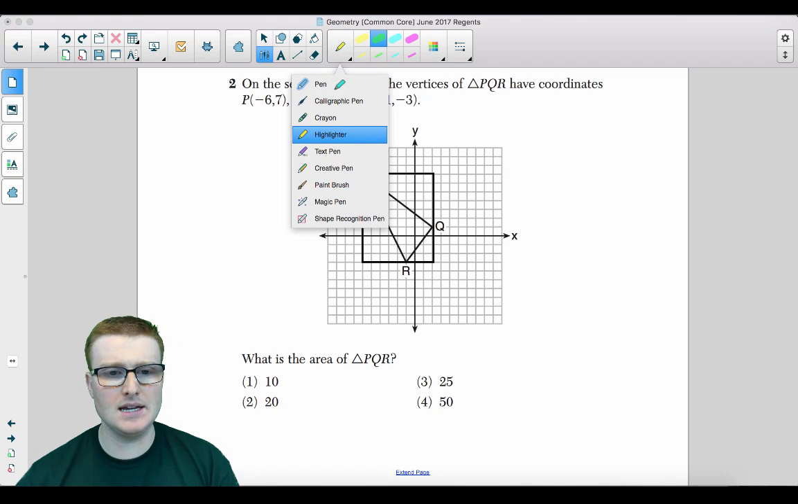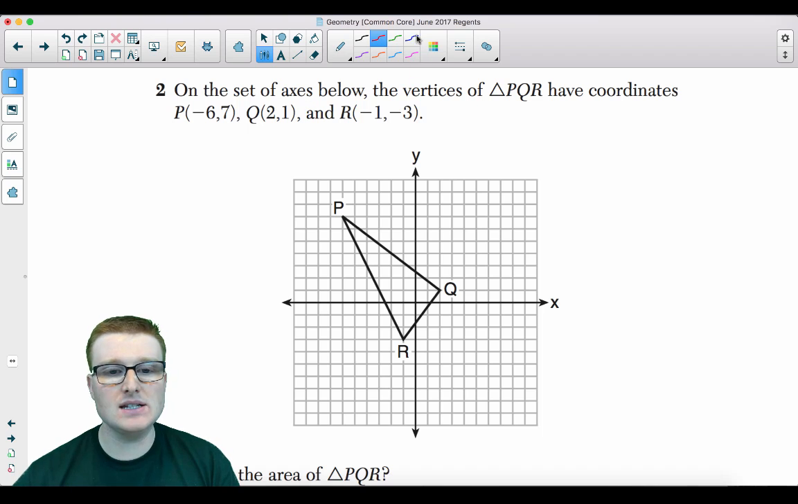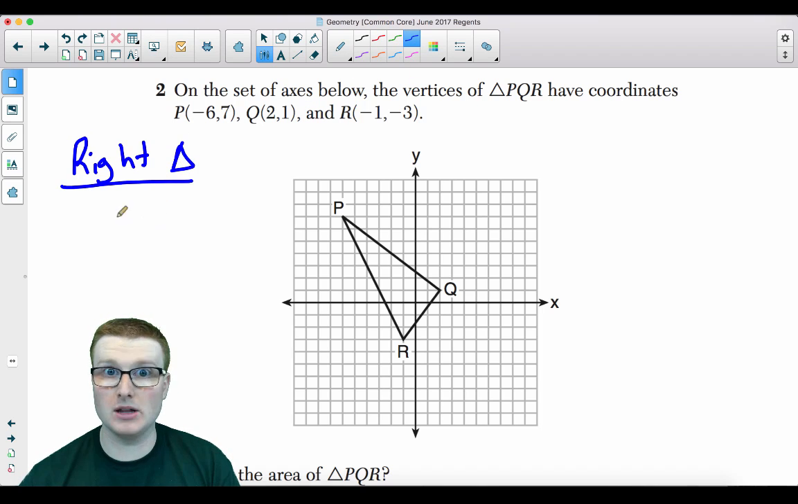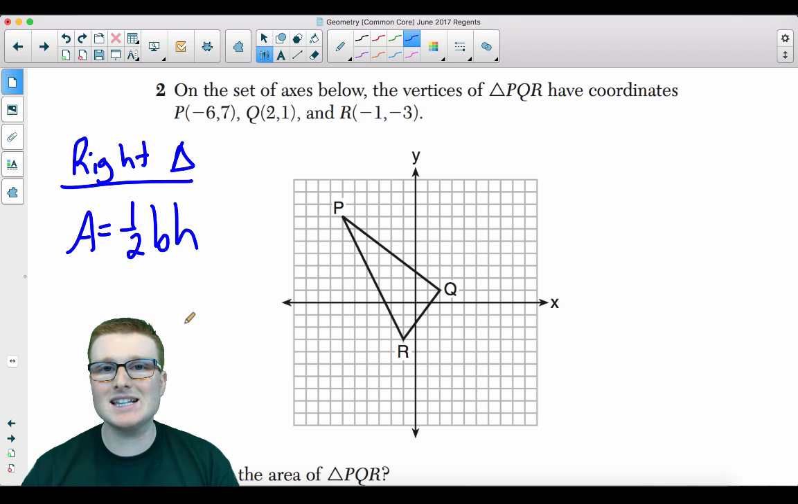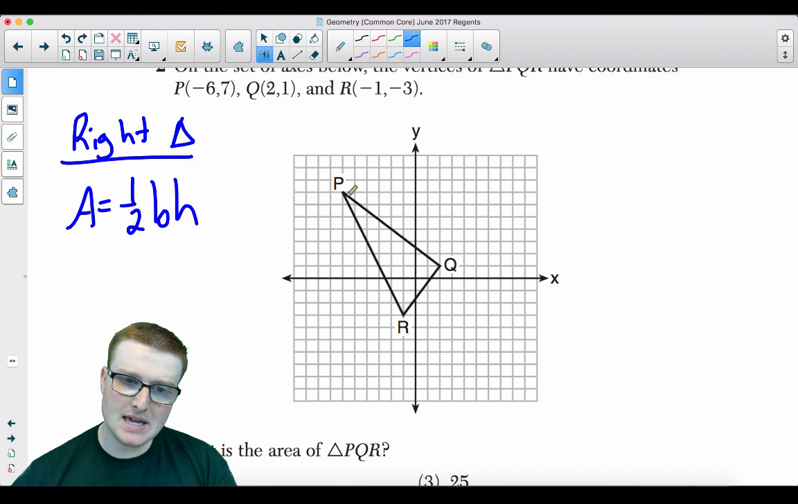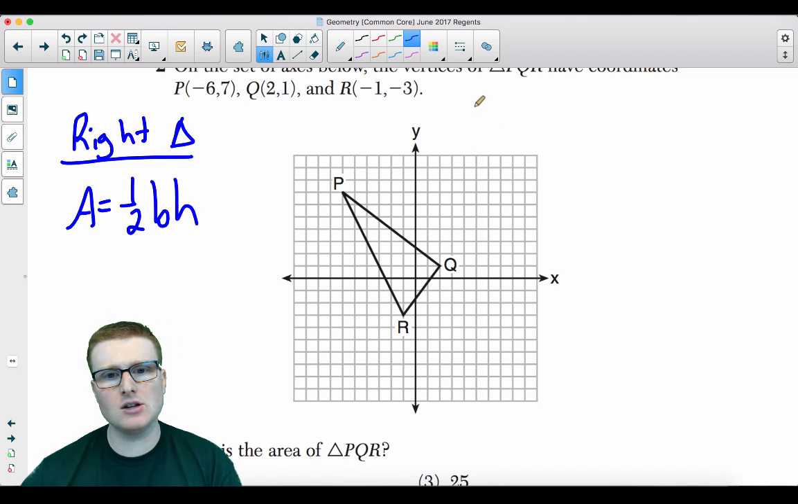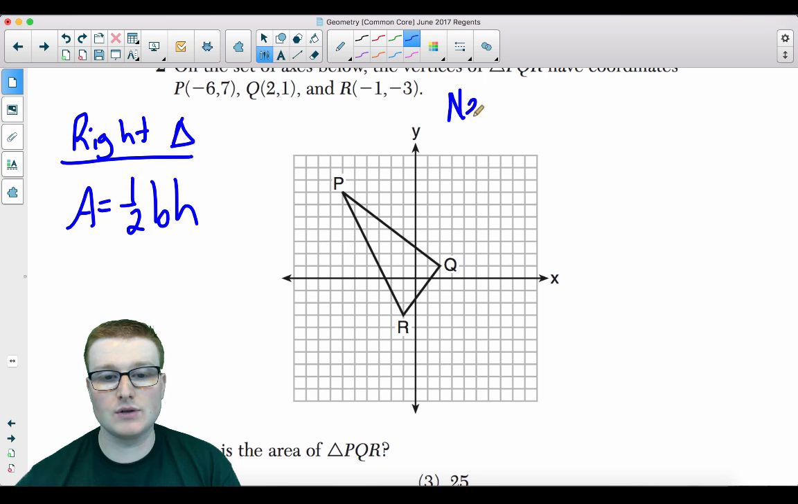But in my opinion, the best way to do this question is to determine whether or not this is a right triangle. And the reason why is this. If it is a right triangle, you could use the following formula: area equals 1/2 base times the height. You've been seeing that since elementary school, folks. So what I could tell you is that PQ is probably perpendicular to RQ. We have to verify that right now. So let's go ahead and do that. How do we verify perpendicular lines? Negative reciprocal slopes.